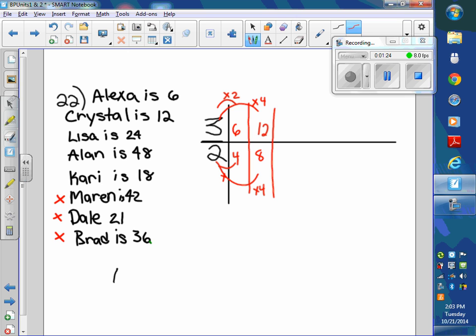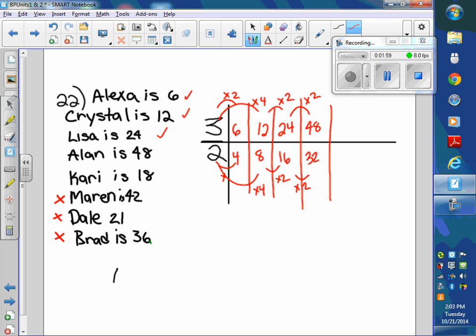So if I try to get Lisa's age, I could just double 12, and I get 24, and then I double 8, and I get 16. There's not a 16-year-old. See what I'm doing? So I'm going down the list of people, and I'm making their age. So Alan's 48, so if I double 24, I get 48. And then this would have to be 32. No luck so far. Oh, I'm doing, yeah, 32.